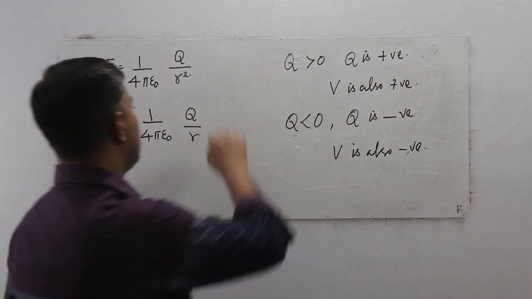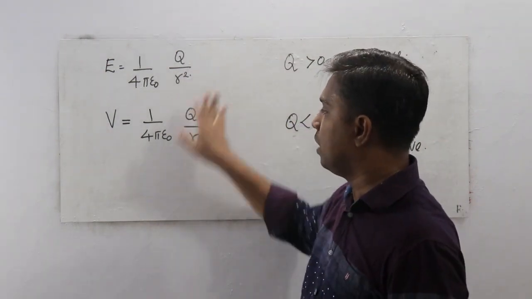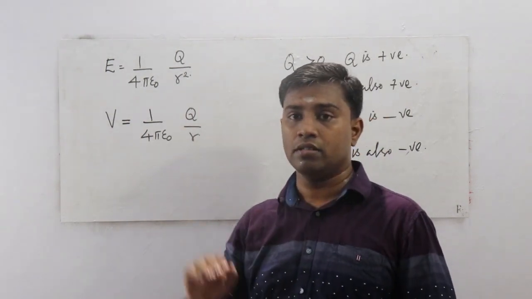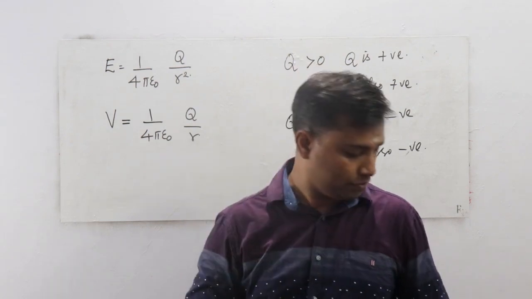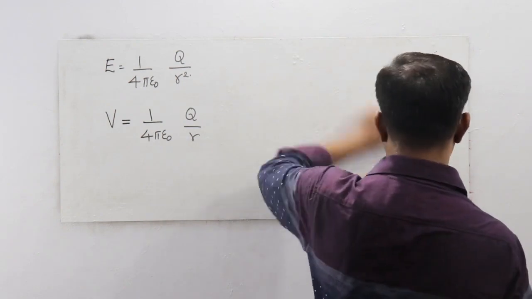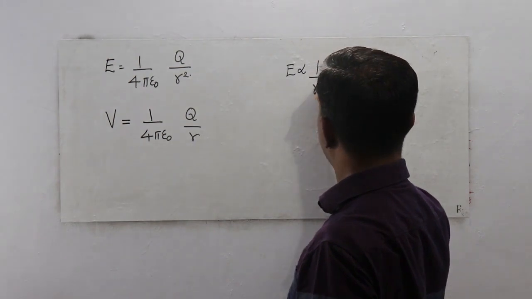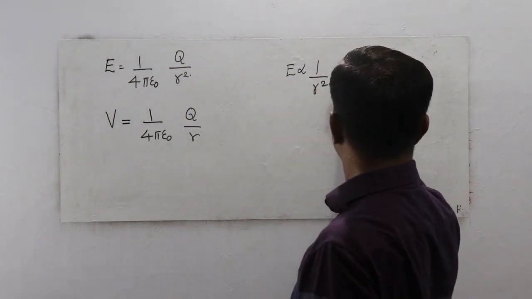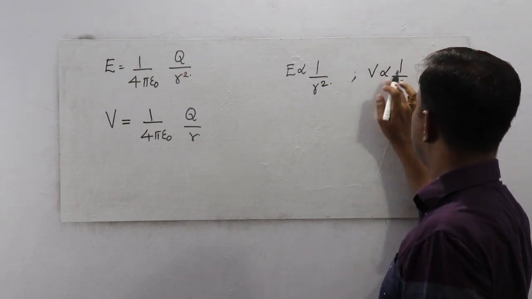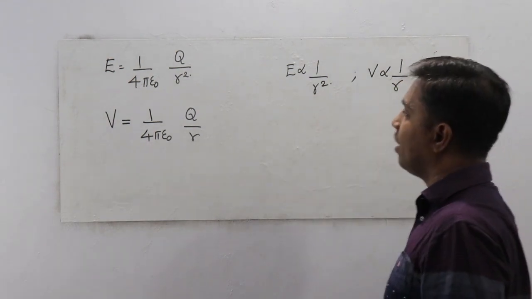This is the electric field at a point due to a charge, and this is the potential at a point due to charge. The point is situated the same distance from the charge. From this we can see that the electric field E is proportional to 1 by r square, and V is proportional to 1 by r.